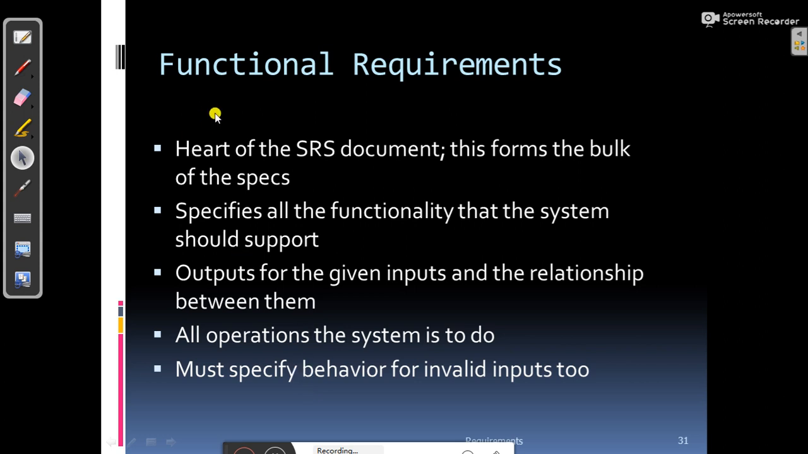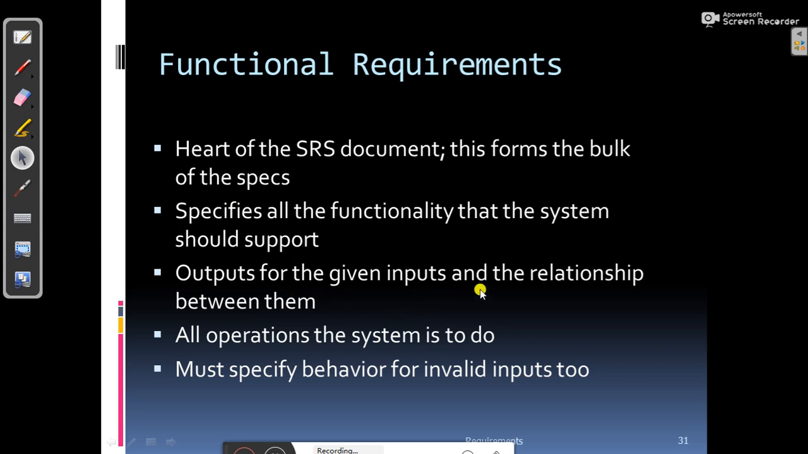So like in the functional requirements, we will go through the heart. This is the heart of the SRS document. This forms the bulk of the SRS. It specifies all the functionality that the system should support. What are the functionality the system will support? What are the features you will provide to the user? So all the features need to be included in the document.